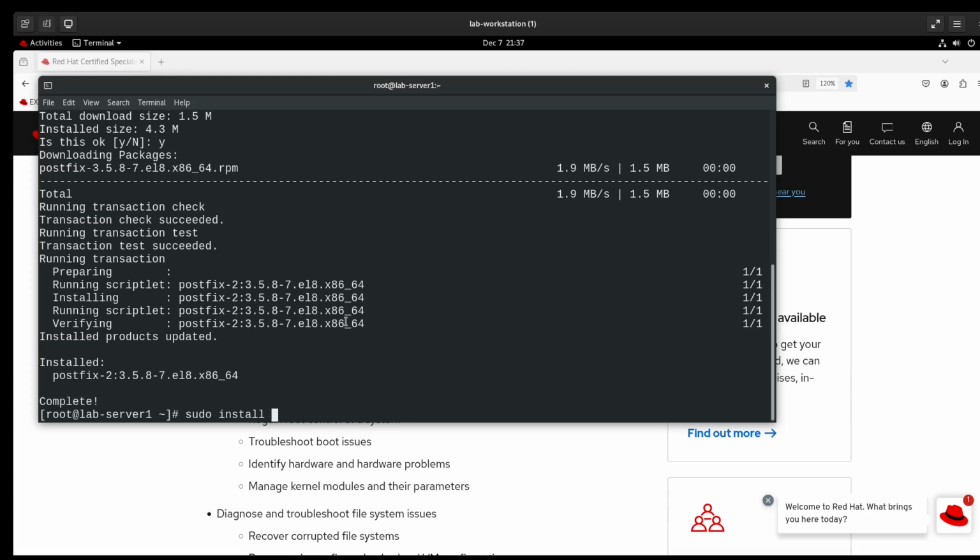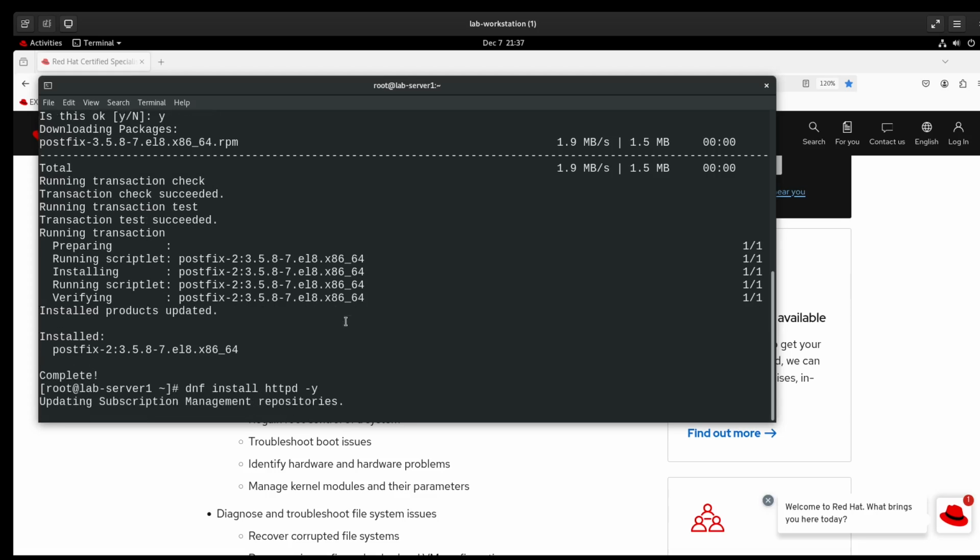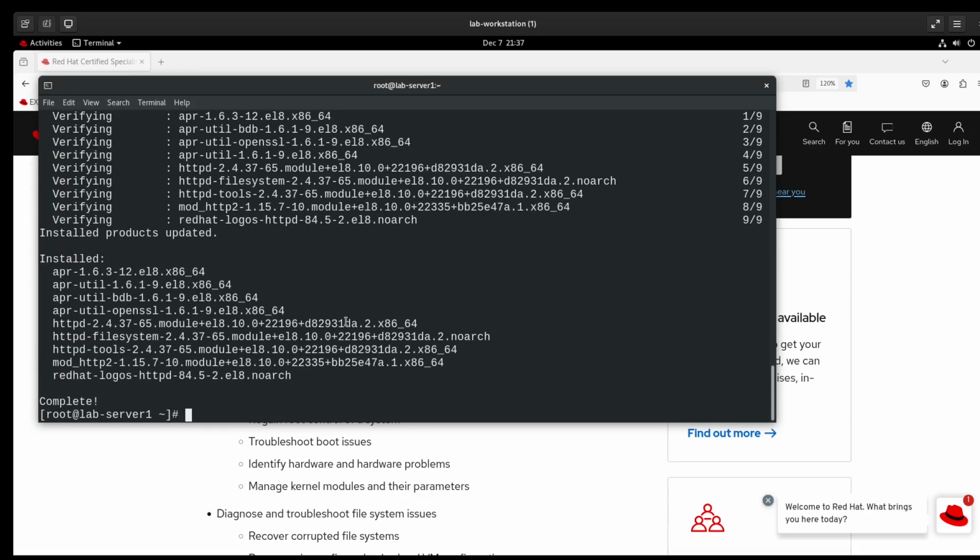So sudo install, I'm already as root. dnf install httpd, I'm going to do -y for that. All right, so under normal circumstances, these services can obviously operate independently of one another. But let's take a look at the actual systemd unit file.